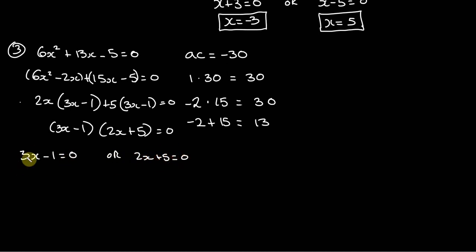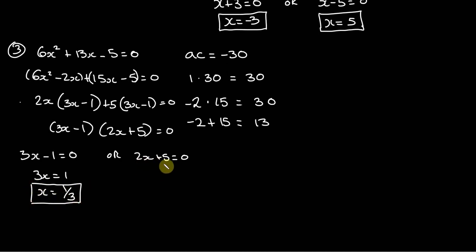So for the first one, we're going to add 1 to both sides, so that's going to leave us with 3x equals 1. Now we divide by 3 on both sides, so we isolate our x because we want to solve for x, and that's going to mean x equals 1 over 3, 1/3.